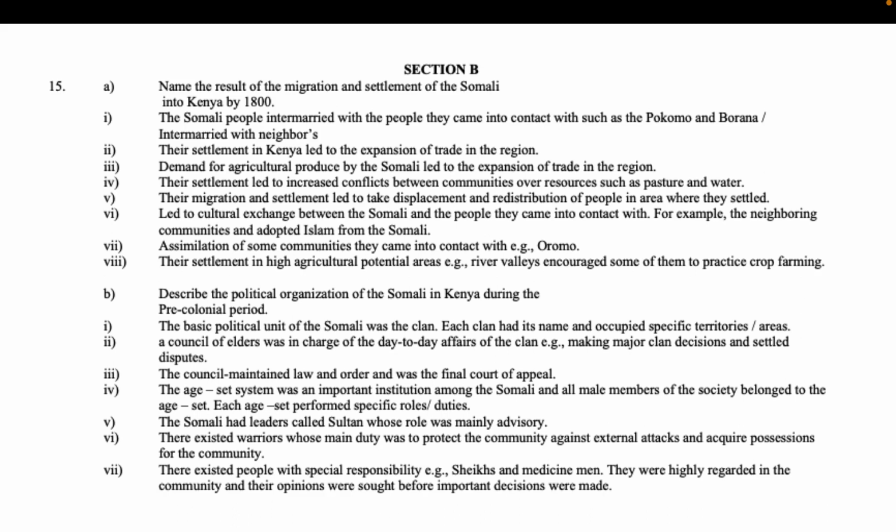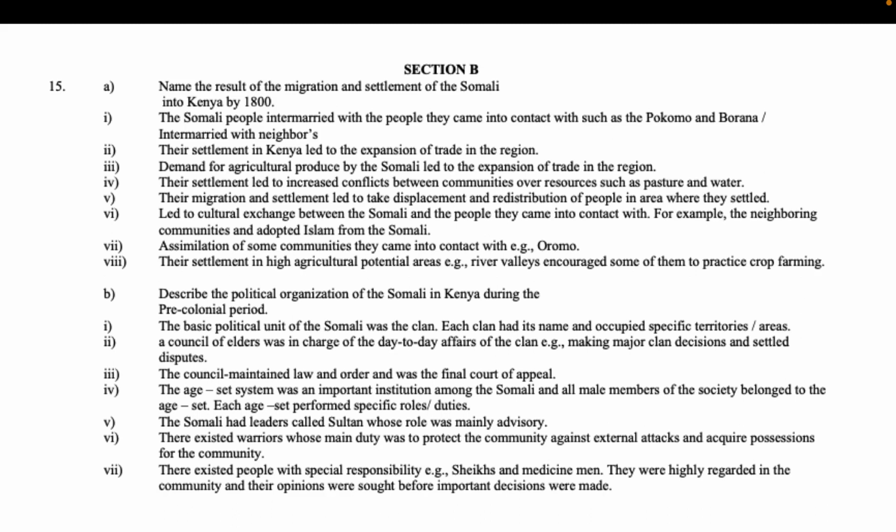V. Their migration and settlement led to displacement and redistribution of people in areas where they settled. VI. Led to cultural exchange between the Somali and the people they came into contact with. For example, the neighboring communities adopted Islam from the Somali. VII. Assimilation of some communities they came into contact with, e.g., Oromo. VIII. Their settlement in high agricultural potential areas, e.g., river valleys, encouraged some of them to practice crop farming.